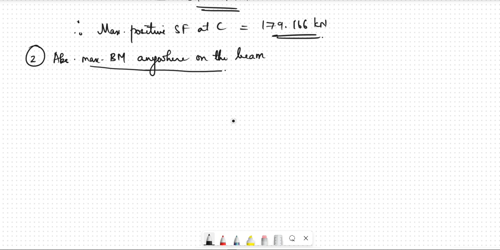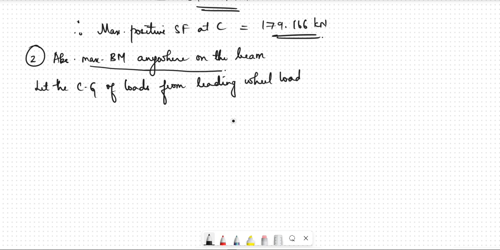So in order to find that, let us find where is the resultant. So let the center of gravity or the resultant of loads be, from the leading wheel load, which means the first wheel load, in this case 120 kilonewton, at a distance x. Okay. So this is all with respect to the leading wheel load.